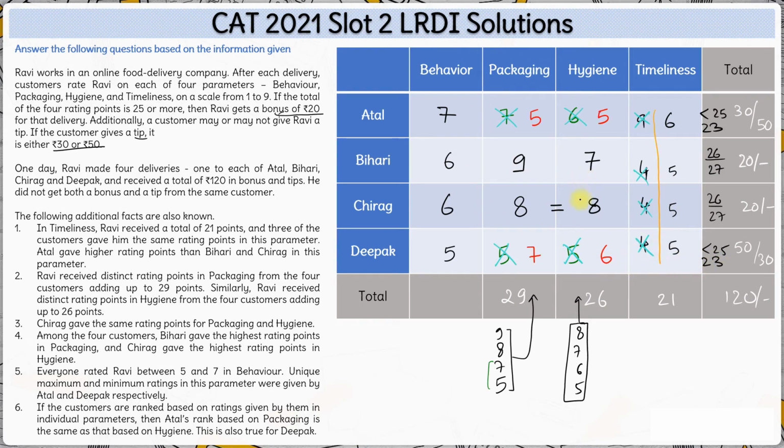So these are the ratings that we have figured out so far. The only thing we do not know is what amount Atal and Deepak actually give. They will give either 30 or 50 rupees in any particular order here. Okay. Now let's look at the questions.